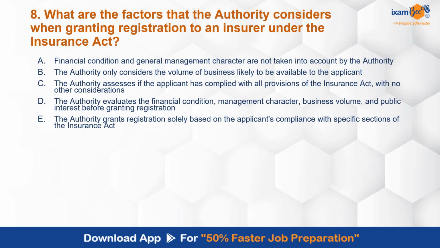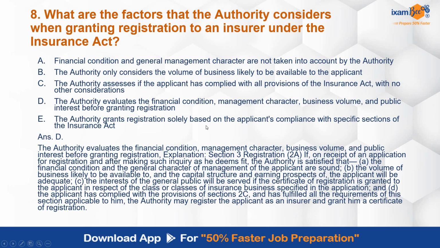So what factors does the authority consider while granting registration to an insurer under the Insurance Act? Correct answer is D. Authority evaluates the financial condition, management character, business volume, and public interest before granting the registration. Authority evaluates all these things, and this is covered under Section 3, Registration 2A.